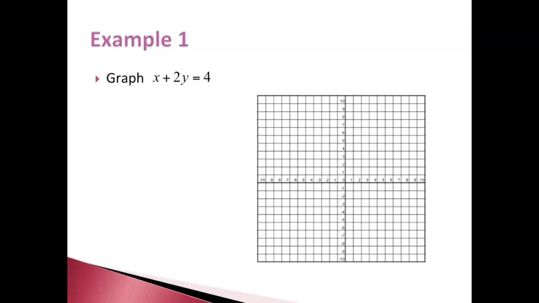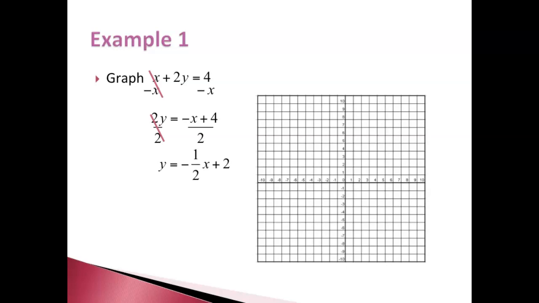Now this is not in y equals mx plus b form, so we're going to have to move things until we have y by itself. Let's start by moving the x over to the other side. So I'm going to subtract x from both sides. That's going to leave me with 2y equals -x plus 4. And then to get y by itself, I'm going to divide both sides by 2. That leaves me with y on the left, and then on the right, I have -1/2 x plus 2.